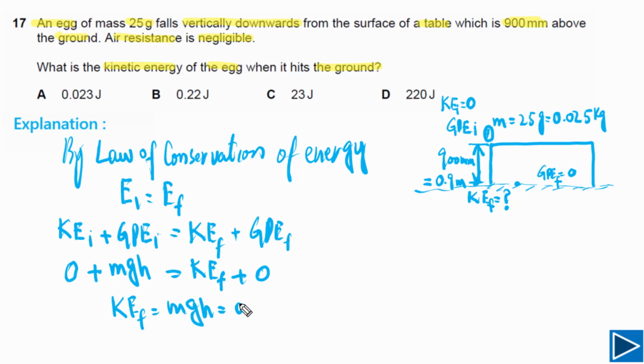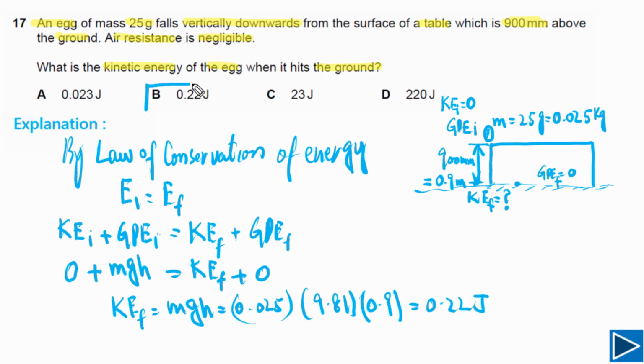M in this case is 0.025 times 9.81. You have to use 9.81, not 10. Height is 0.9. Now simply we need to multiply. If we multiply this, we get 0.22 joules. So this is the final answer. So that's the answer for this question.